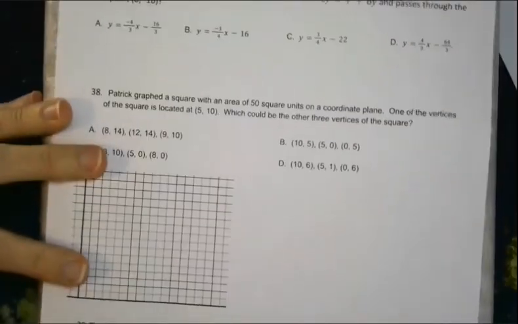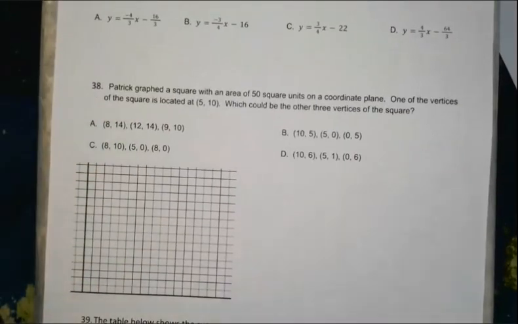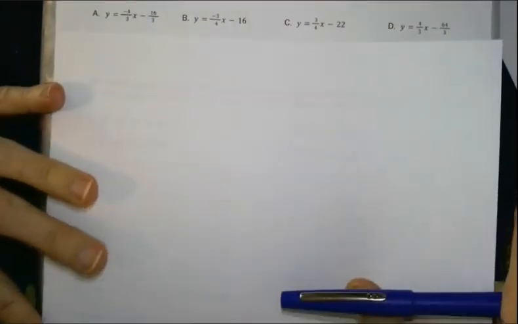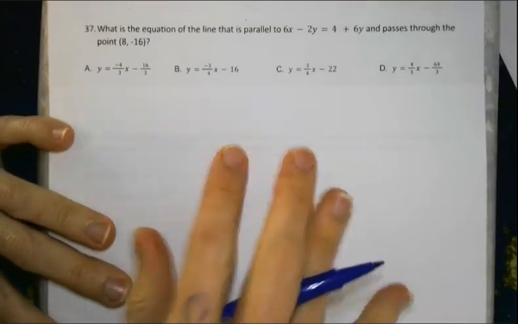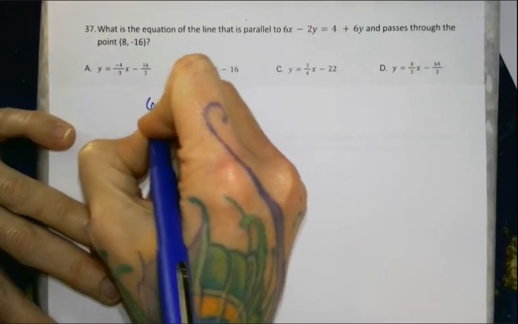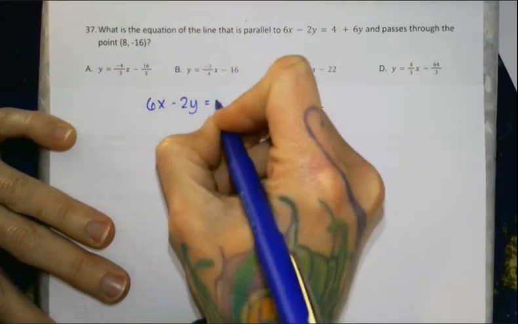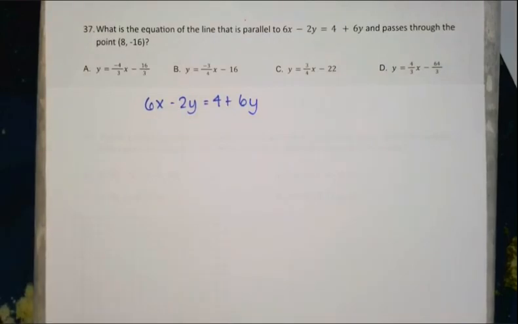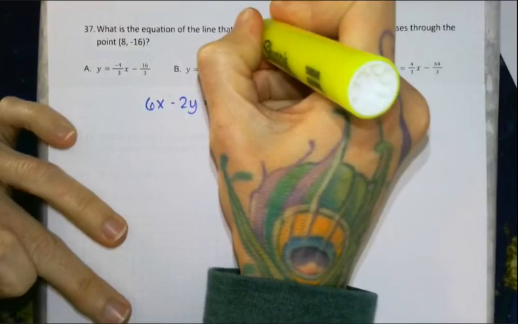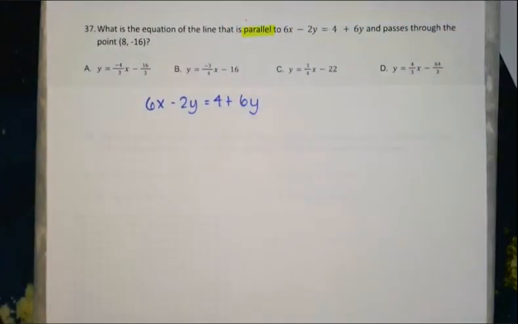All right, moving right along to number 37. What is the equation of a line that is parallel, so a little different this time, parallel to 6x minus 2y equals 4 plus 6y and passes through the point (8, -16)? So we have 6x minus 2y equals 4 plus 6y. And the important word is going to be the word parallel, which means we have the same slope. Parallel lines have the same slope.